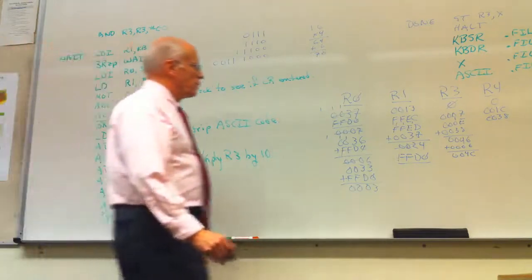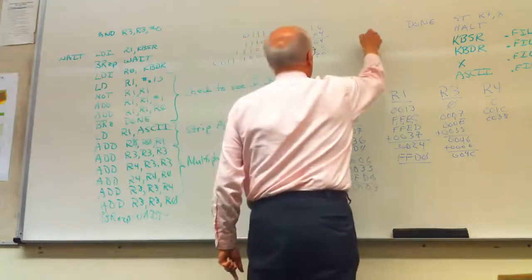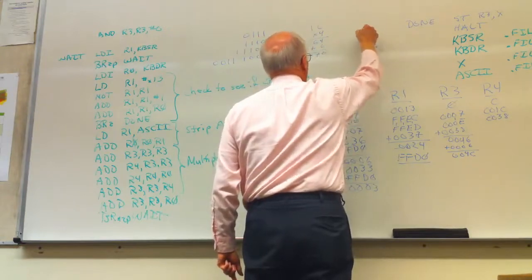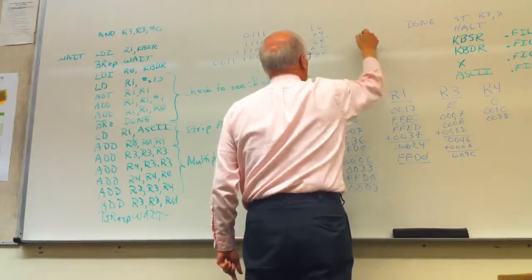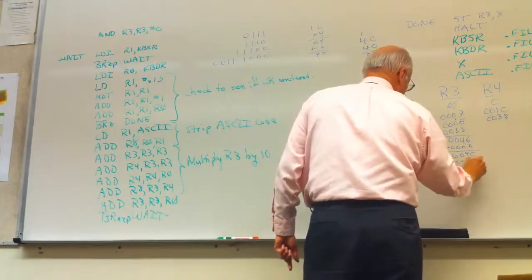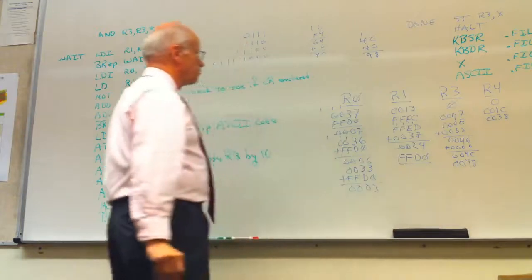Add register 3 to itself. Let's see, we get 4C and 4C. 12 and 12 is 24. That's 1, 8. 8 and 1 is 9. So I get 0098.